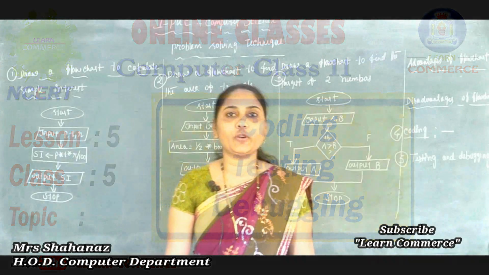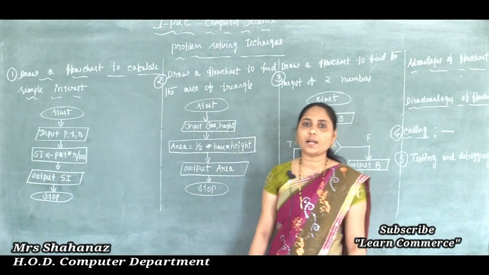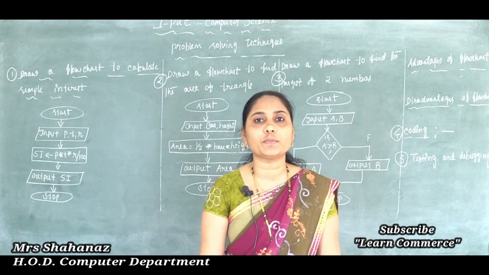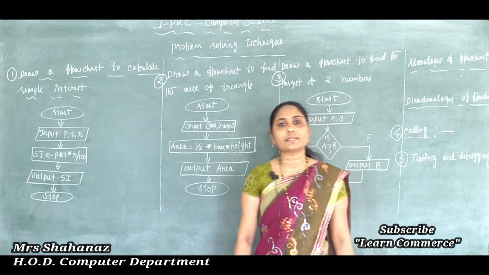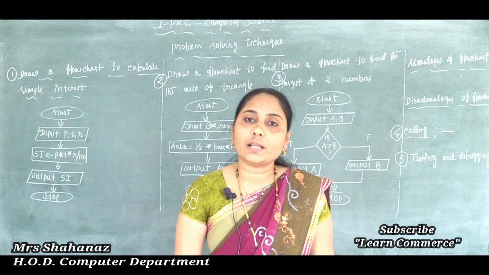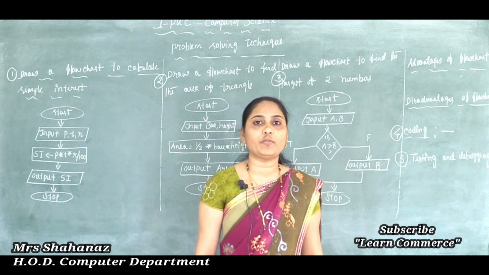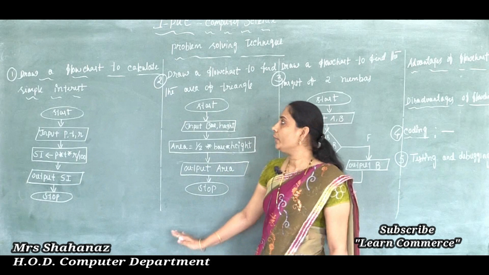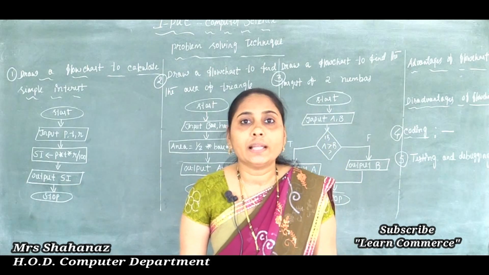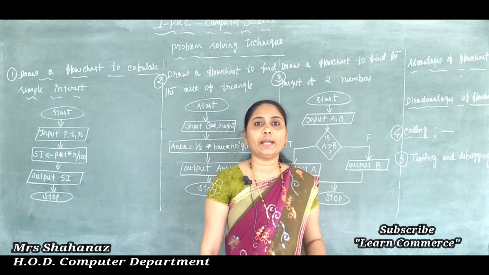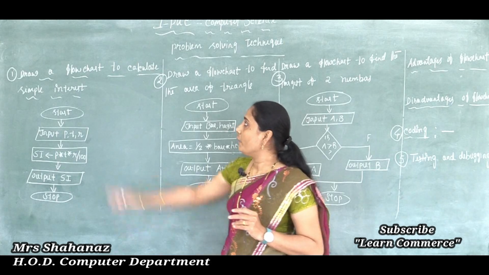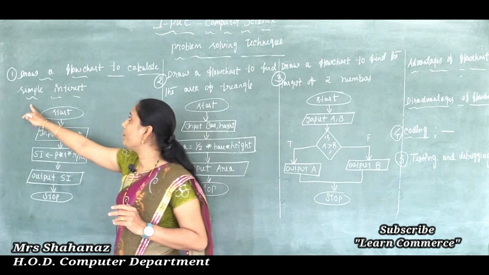Welcome to our first PU Computer Science online classes. In the last class, we studied some important concepts from problem solving techniques: algorithm and flowchart, and we completed one example for the flowchart. Now in today's class we are going to complete some other examples for the flowchart that we already completed using an algorithm. The first question is: draw a flowchart to calculate the simple interest.